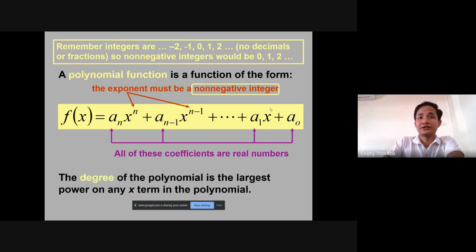So, if you would like to know the degree of a certain polynomial, that is the largest power on any x term on the polynomial. So you just look at your function. For example, if you are given a certain equation, we just look at where the highest exponent is, and that is the degree of our polynomial.